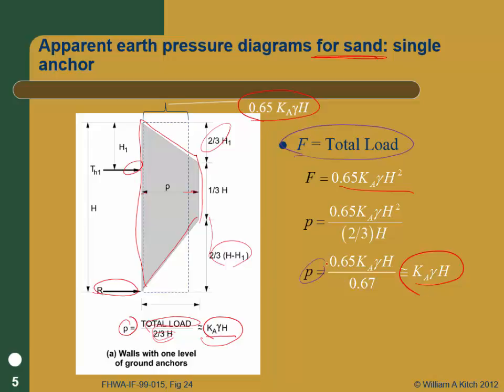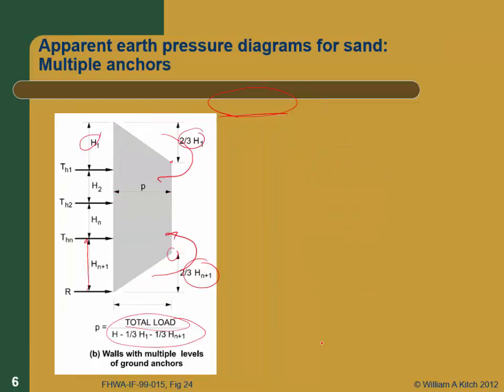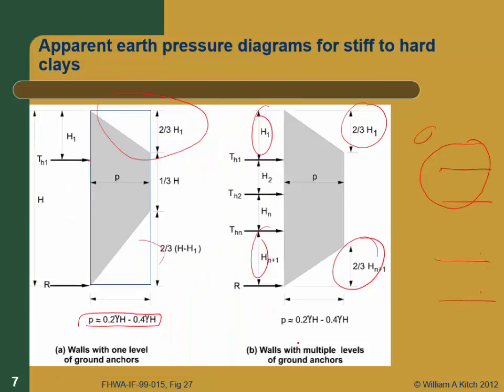the P then is how you distribute that total stabilizing force that you need for the wall across the face of the wall. In the case where there's multiple anchors, you're going to be doing the same thing. You're just going to be distributing it slightly differently. This is how it compares to the Terzaghi one.